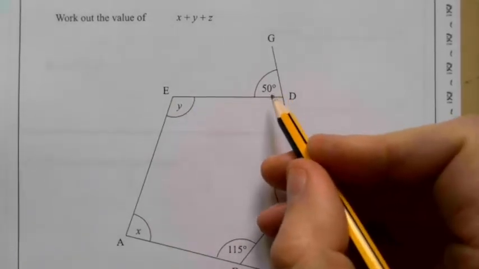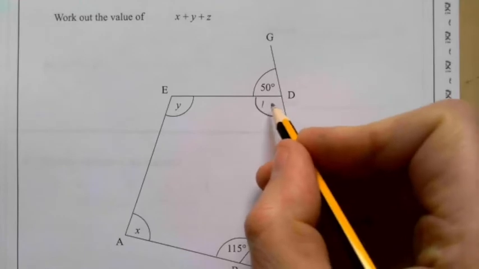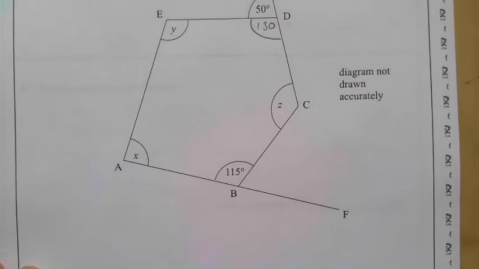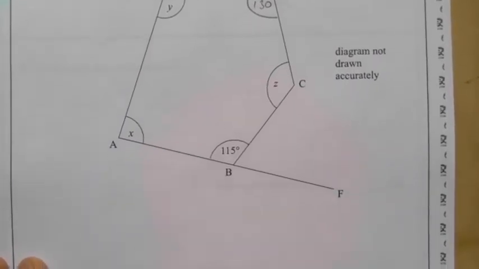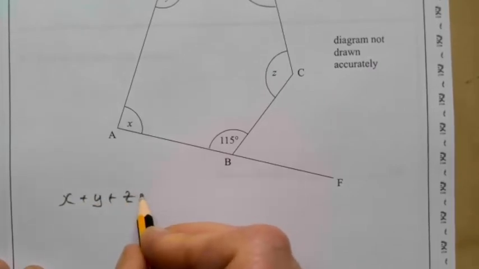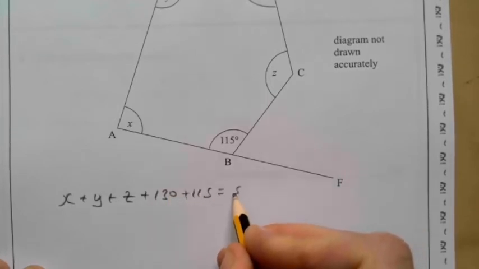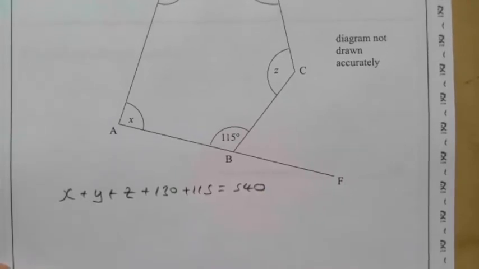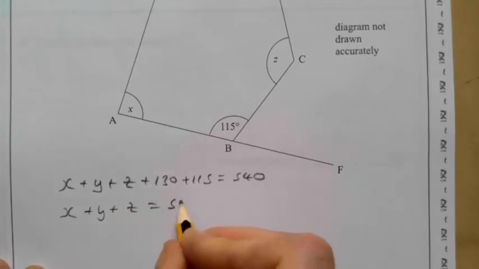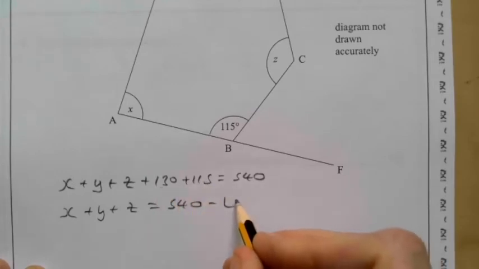A couple of different ways of doing this. If that's 50 and that's a straight line, then that must be 130. It's a pentagon, so the angles in a pentagon add to 540. So that means x plus y plus z plus 130 plus 115 equals 540. So that means x plus y plus z is 540 take away, and then 130 plus 115 gives us 245.